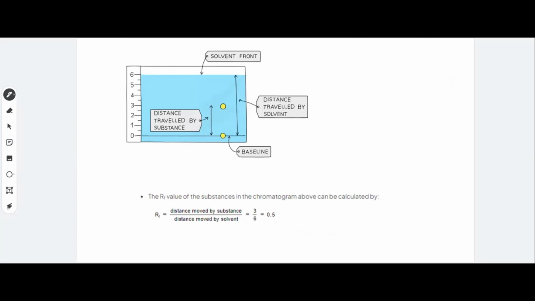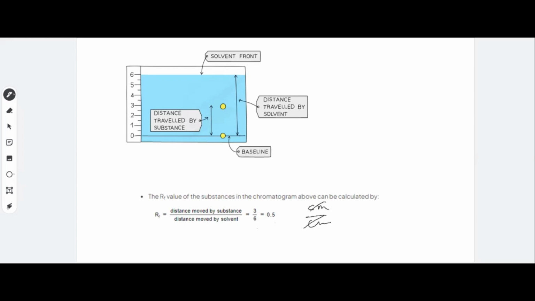So first of all, from this baseline, look over here very carefully. That baseline has 0 on it. And then you measure for the solute which has moved. This is 3. And from the baseline till the solvent front, it is 6 centimeters. Centimeter would be cut by centimeter, so we have no unit over here. 3 divided by 6 is 0.5. Are you getting that?